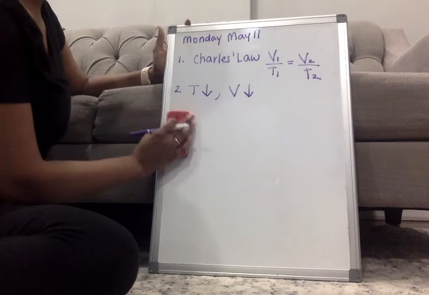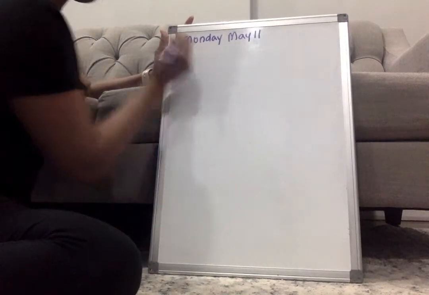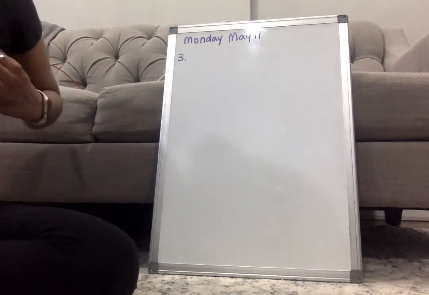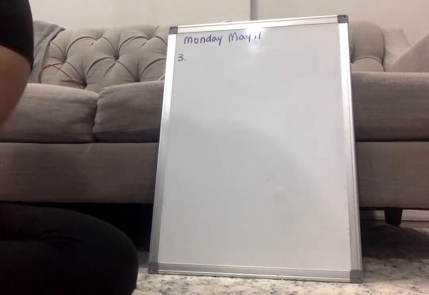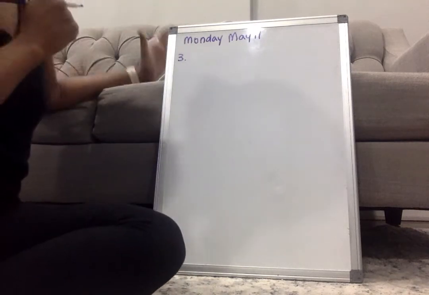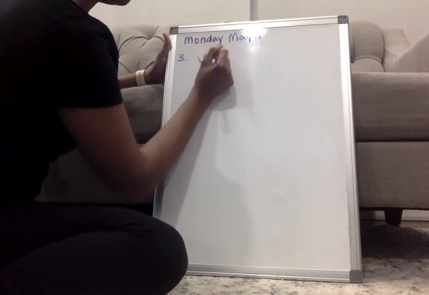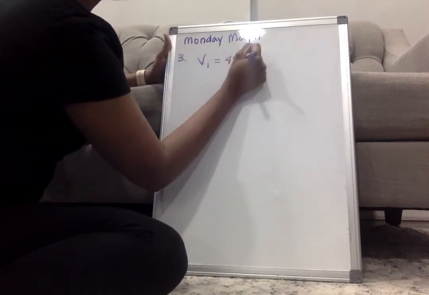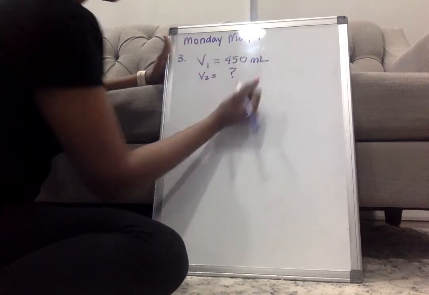All right, I'm going to erase this so I have space for number 3 and 4. Number 3, what will be the new volume if the temperature on 450 milliliters of gas is changed from 45 degrees Celsius to -5 degrees Celsius? Okay, so what will be the new volume? So we're solving for V2. So we know V1 is 450 milliliters. We want to solve for V2. We don't know what that is.